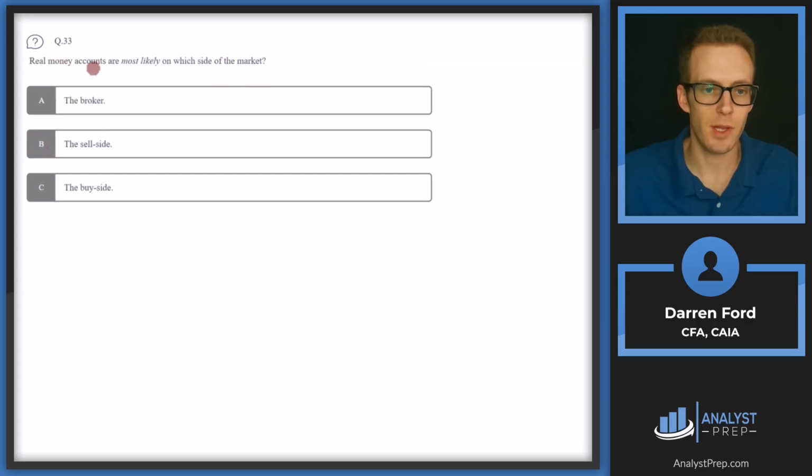All right, question 33. Real money accounts are most likely on which side of the market? The broker, the sell side, or the buy side? So real money, there's no real trick here, but you just need to remember that this is going to be the buy side.